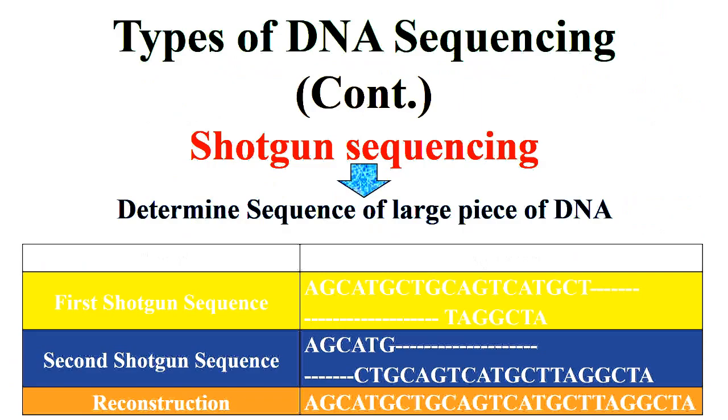Whereas shotgun sequencing is a type of DNA sequencing that determines the sequence of a large piece of DNA, as mentioned in the table inside the slide, and the figure in the next slide.